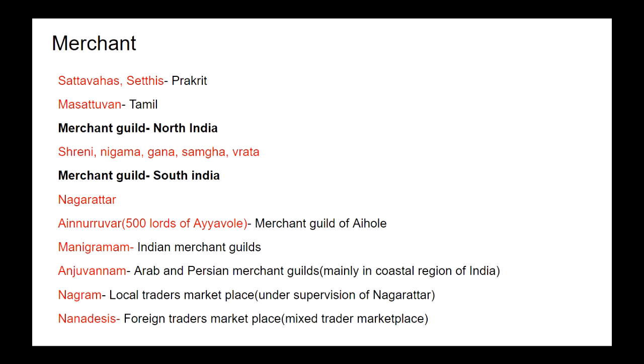Manigramam was an Indian merchant guild, so they were present in all parts of the southern Indian region. But Anjuvanam were Arab and Persian merchants, so they were mainly concentrated in the coastal territory of India. Then Nagaram was the local traders' marketplace, and it was under the supervision of Nagarattar. Then Nanadesi were foreign traders, and it was also a mixed trader marketplace.